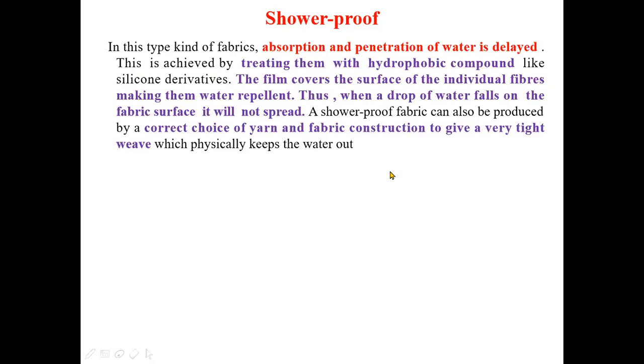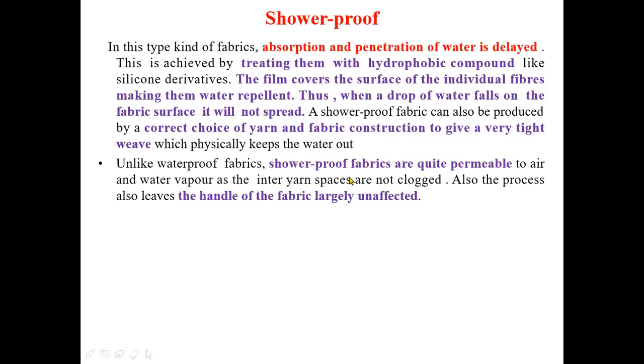Therefore, when a drop of water falls on the fabric, it will not spread. A showerproof fabric can also be produced by correct choice of the yarn and fabric construction to give a very tight grip, which physically keeps the water out. That means mostly this type of fabric is manufactured by treating them with silicone. And silicone is hydrophobic, and since the fabric is coated with a hydrophobic substance, when a drop of water falls onto the fabric surface, it will not spread.